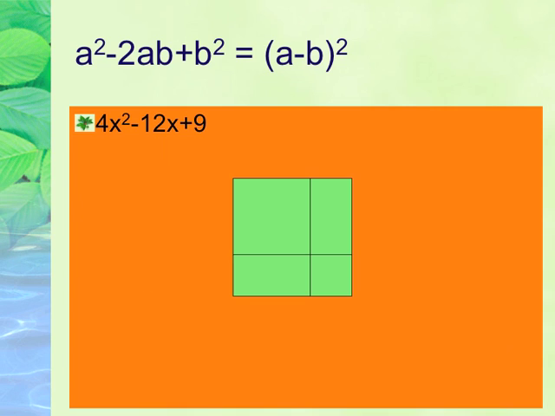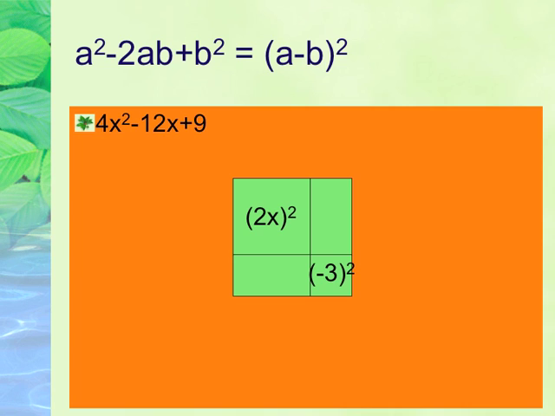Let's show this one using an area model. 4x squared minus 12x plus 9. Again, we need for this first square to have an area of 4x squared, and the last one to have an area of 9. I'm going to replace that 9 with negative 3 squared, because remember, negative 3 times negative 3 gives you positive 9. And I know that I'm going to need a negative sign when I multiply this all out. Again, I'm going to replace the 4x squared with the quantity 2x, all that squared.